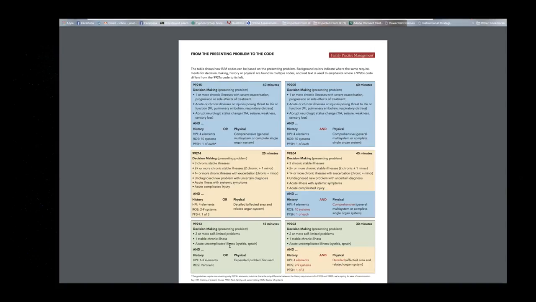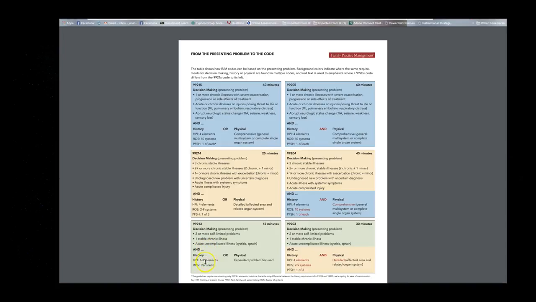Why or what needs to be coded for what level. So again, let's go to this 99213. Now this one says it can have 2 or more self-limited problems, 1 stable, or an acute uncomplicated illness. So either one of those will be your problem, all right?